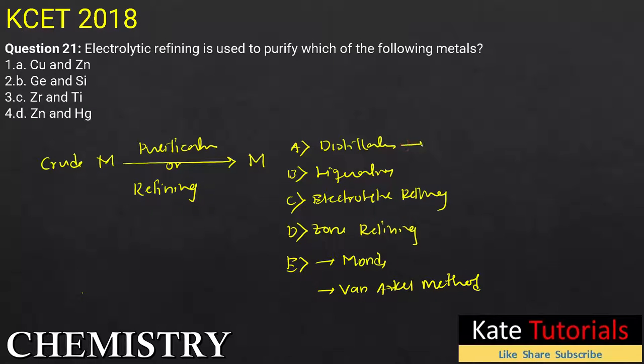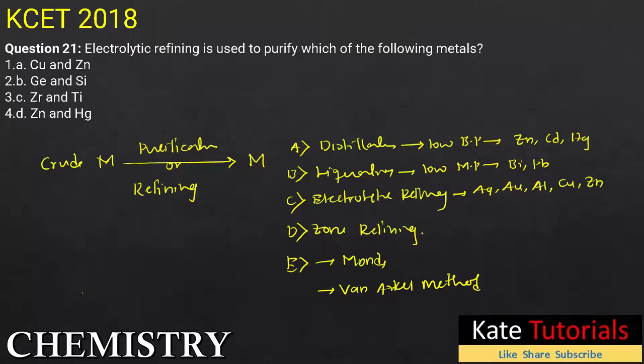Distillation is done for those metals which have got low boiling point, for example zinc, cadmium, mercury. Liquefaction is done for those metals which have got low melting point, for example bismuth, lead. Electrolytic refining is done for silver, gold, aluminium, copper and zinc. Zone refining is done for semi-metals like boron, germanium, gallium, indium, silicon. Mond's process is done for nickel, and the Van Arkel method is done for zirconium and titanium.